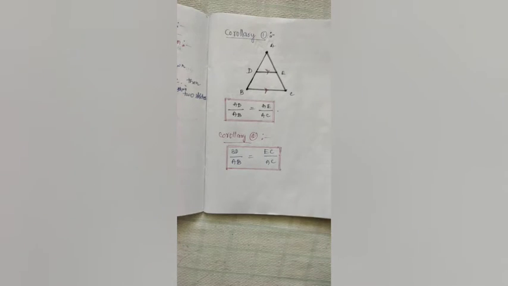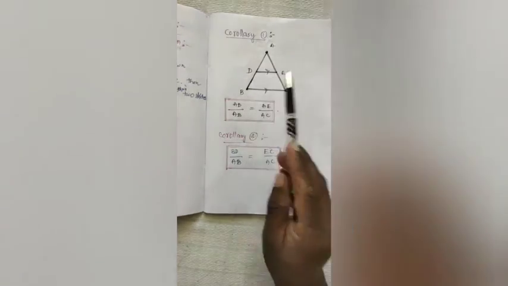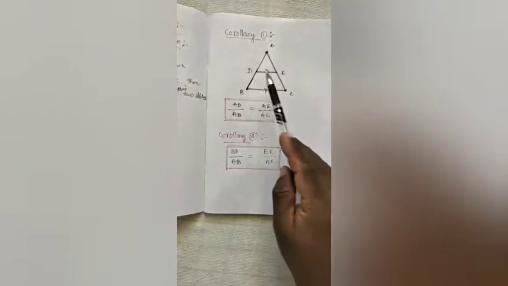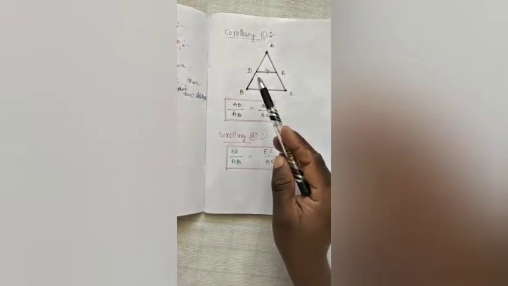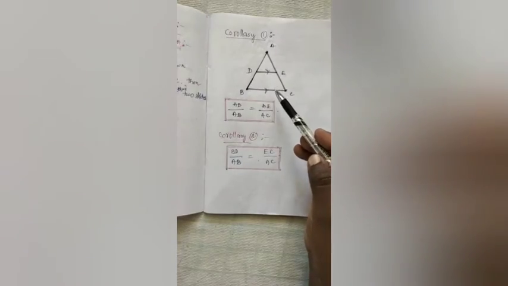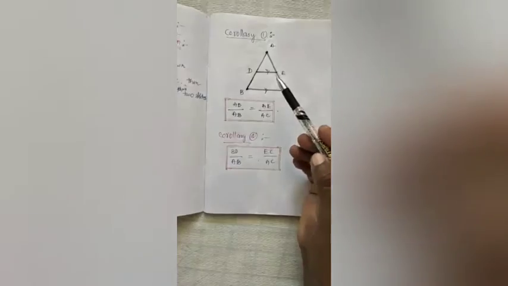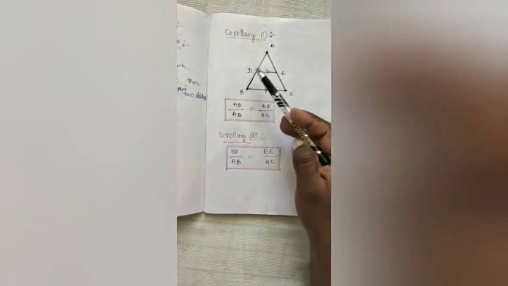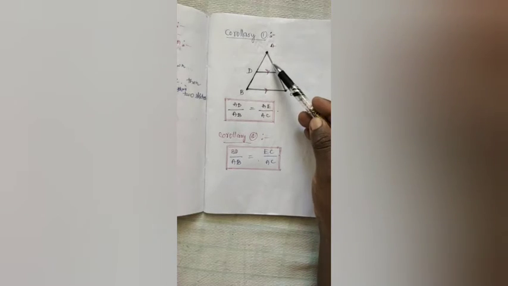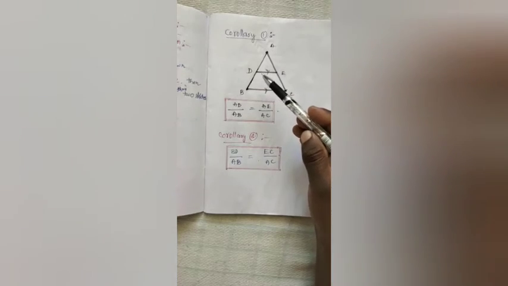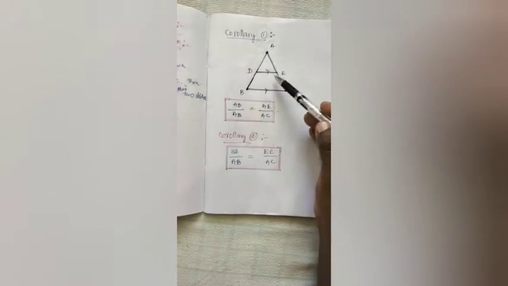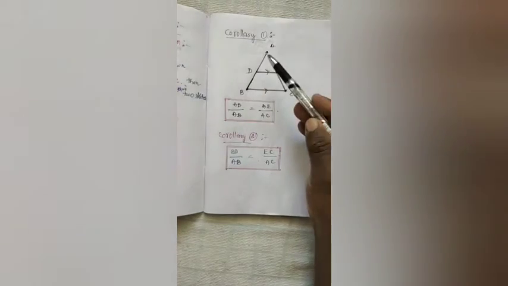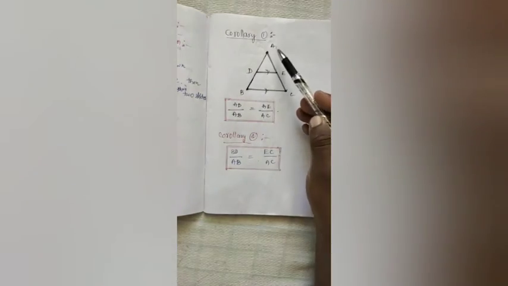Here DE is the straight line, and DE is parallel to BC in triangle ABC. According to the basic proportionality theorem, if a straight line is drawn parallel to a side of a triangle, then it divides the other two sides proportionally. So AD by BD equals AE by EC. Since DE is parallel to BC, DE divides the other two sides, AB and AC, proportionally.